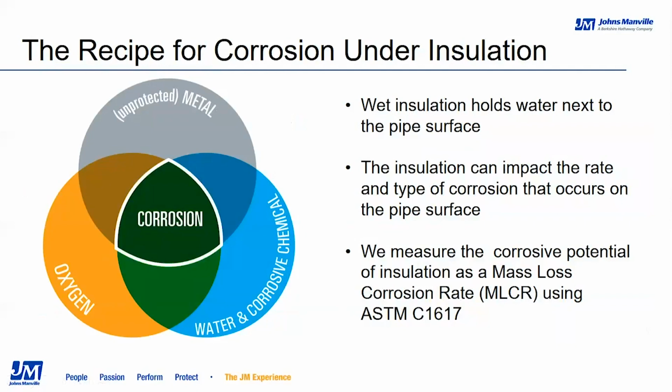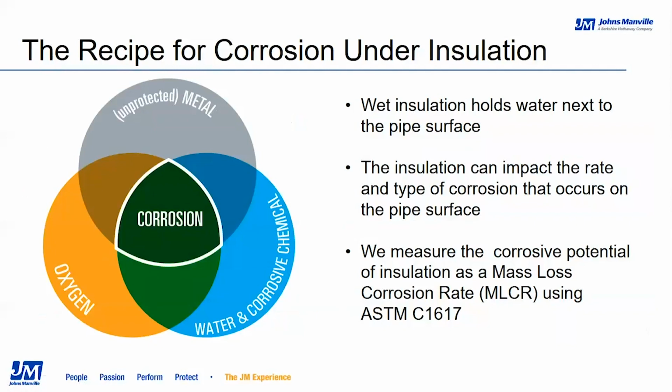Now, when the insulation gets wet, it holds that water and any corrosive chemicals in the water next to the pipe surface. Even more importantly, the chemical makeup of the insulation itself can also influence the rate and type of corrosion that occurs on the pipe surface by contributing to or inhibiting corrosion.